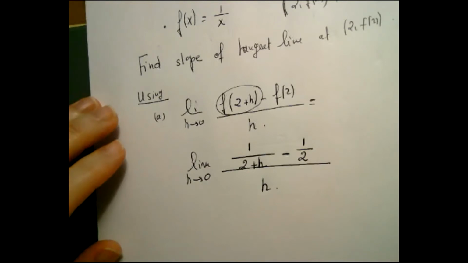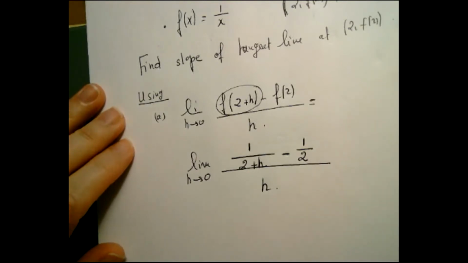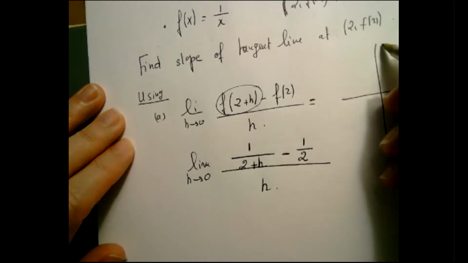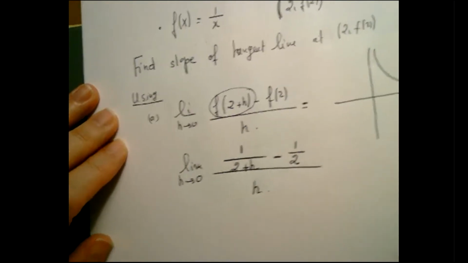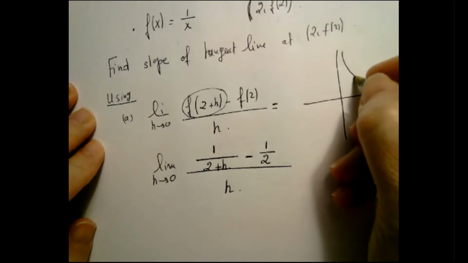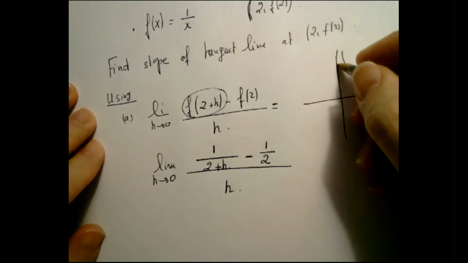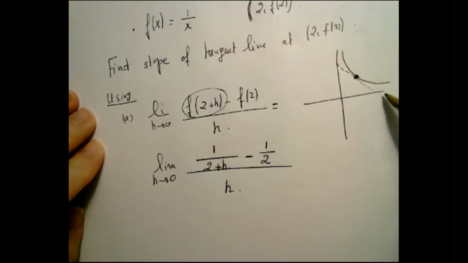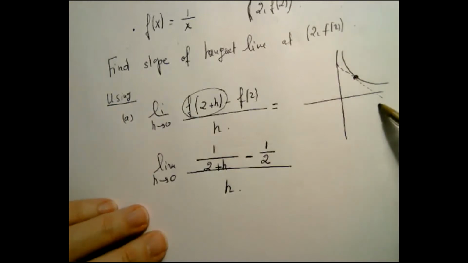Now let me remind you of the graph a little bit. So this is my graph. My function is decreasing right there. That's my point. That's my slope. That's my line. And even looking at the picture, we know we should expect a negative slope. So this number, whatever it is, has to be negative.